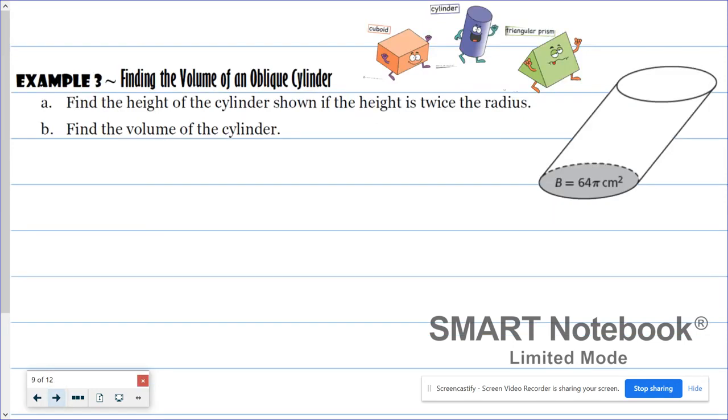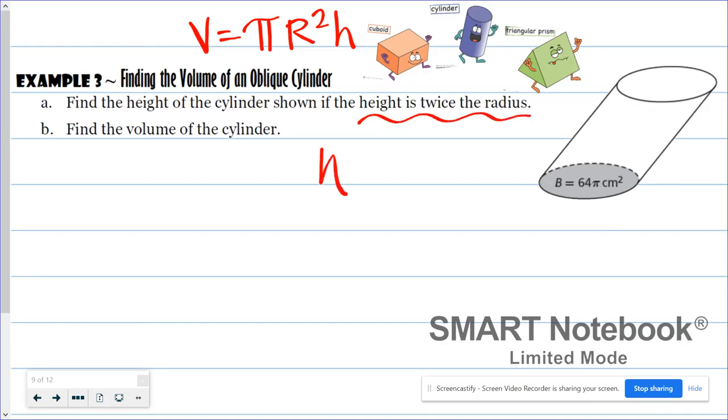So take a look at this cylinder. We've got an oblique cylinder. The formula volume equals area of the base times the height, or volume equals pi r squared h, applies to oblique cylinders as well as right cylinders. So we want to find the height of the cylinder shown. If the height is twice the radius, that says algebraically height equals 2 times the radius. What's the radius?